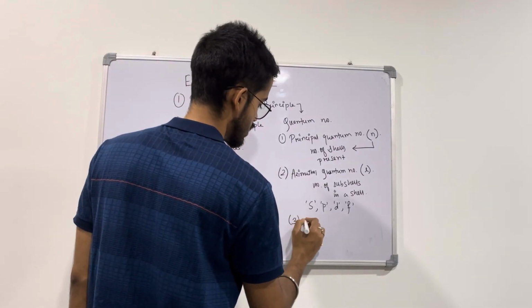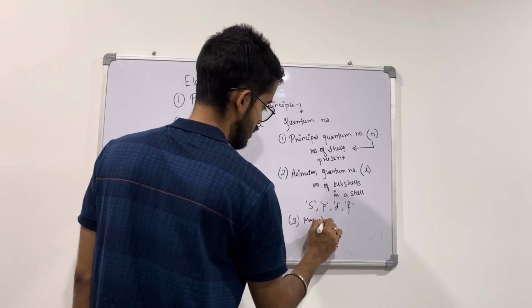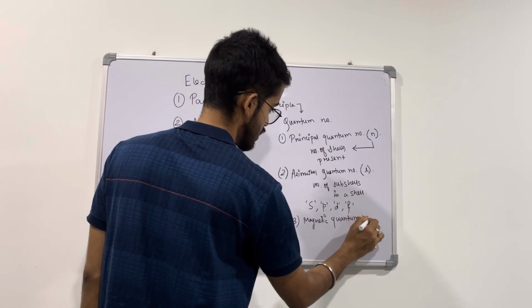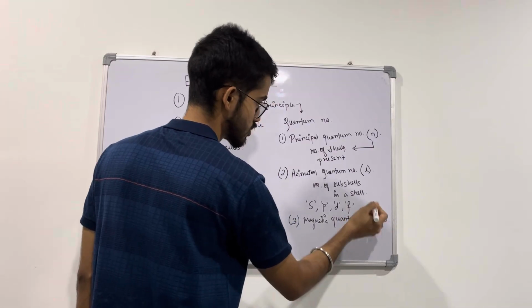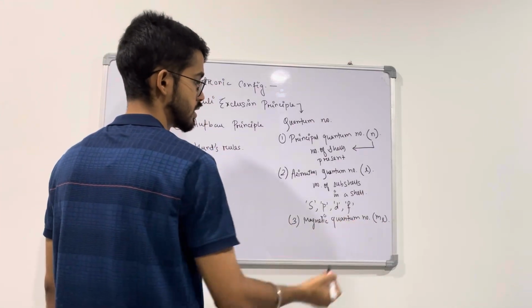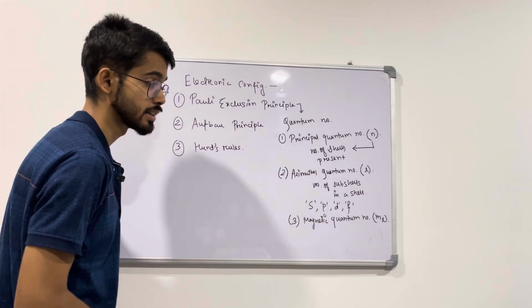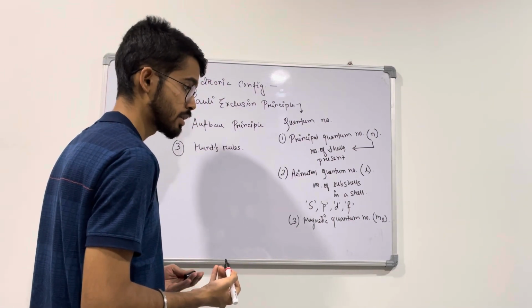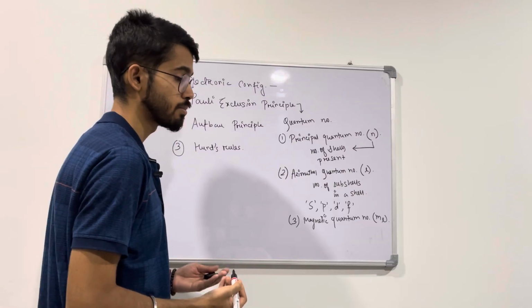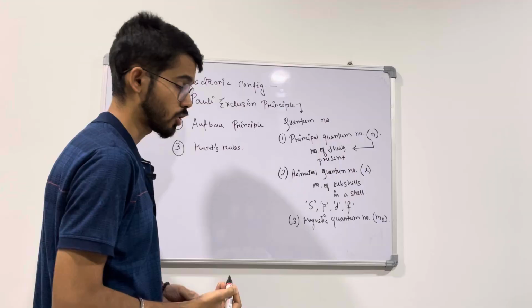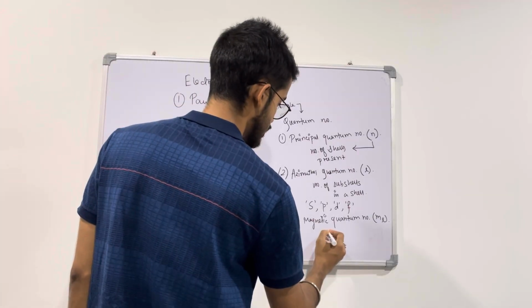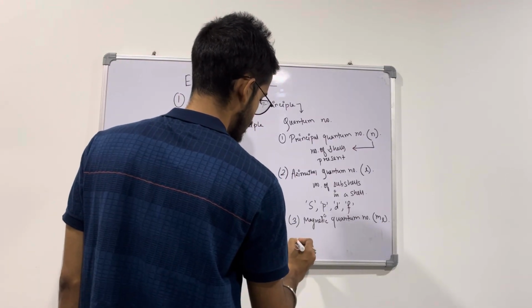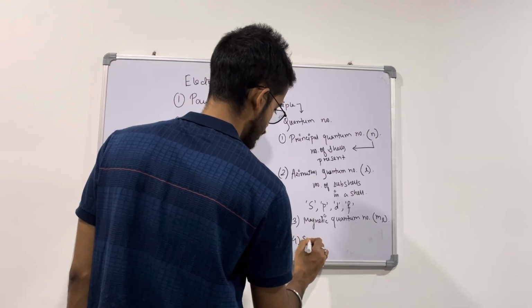Number 3 is magnetic quantum number. Why is it called magnetic quantum number? Small m. It depends on the azimuthal quantum number also. In subscript, the l is written. So why is it called magnetic? Because this magnetic quantum number can give information about the magnetic characteristics of the compound, of the element, sorry. So this is denoted by ml. Number 4 is spin quantum number.